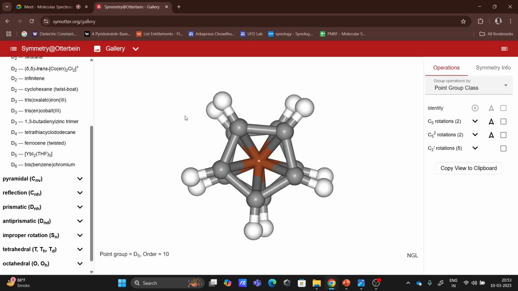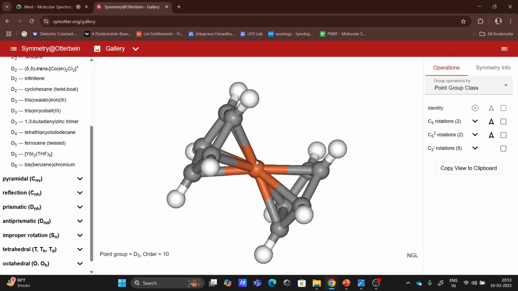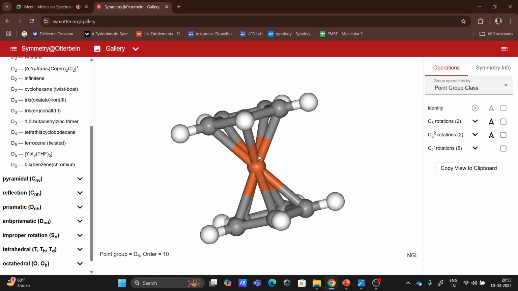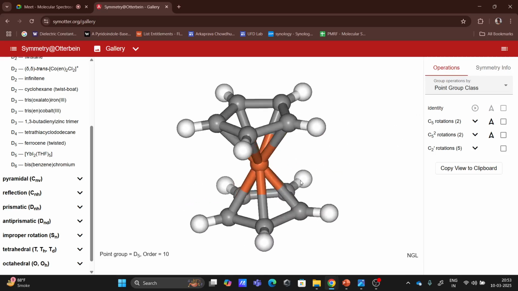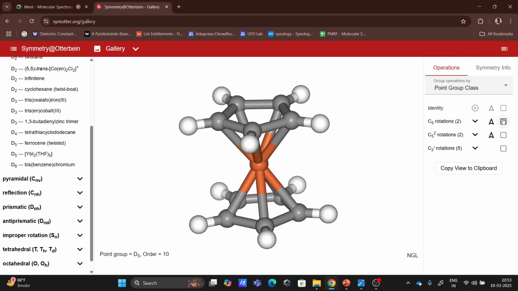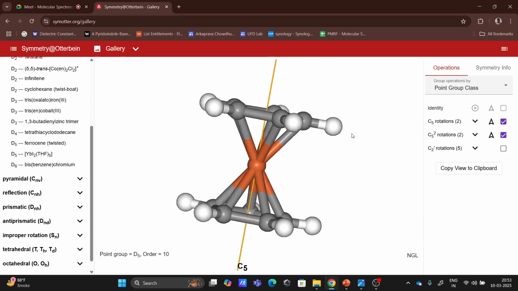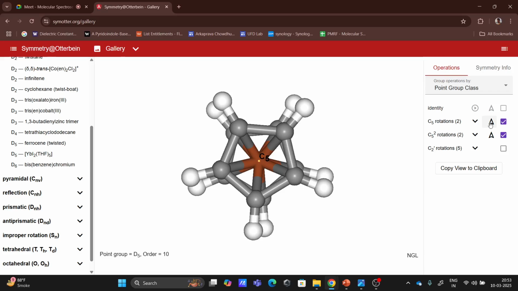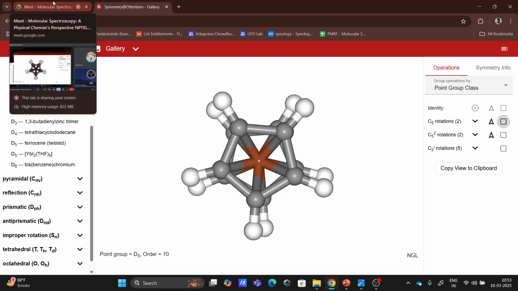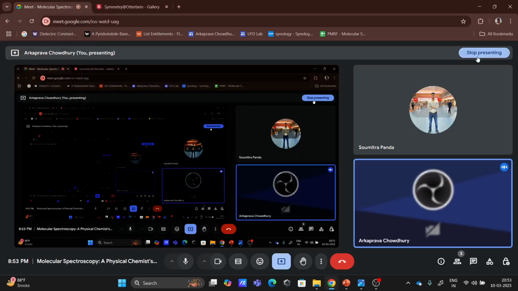What is the point group? First, think by yourself and then try to associate where the symmetry elements are. When you play it, I think it will play. So this is a good website. I think you can see it. Maybe the next day we will discuss it further.